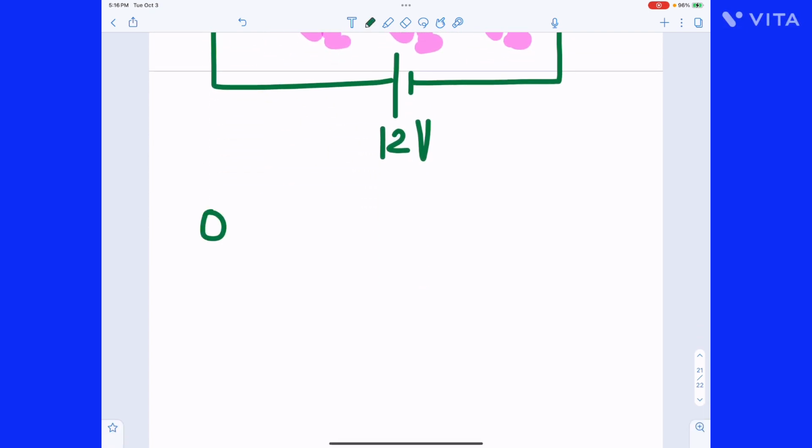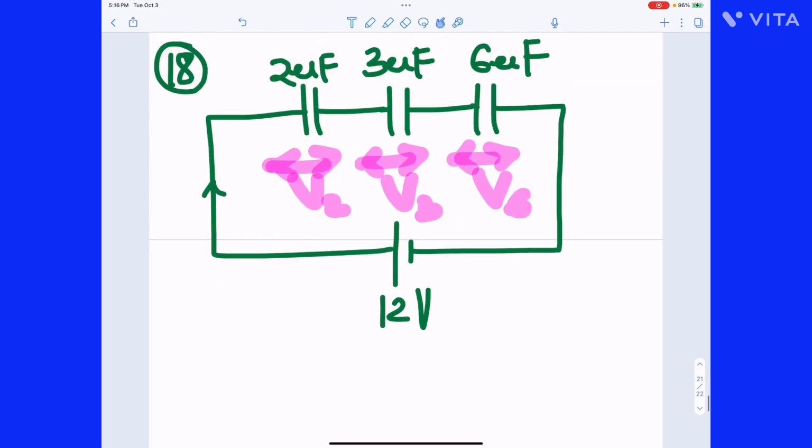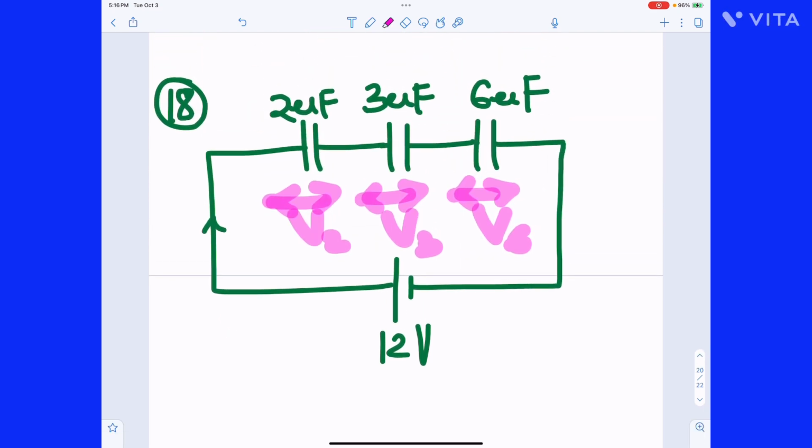To find the total charge stored, we should first find the total combined capacitance of all the 3 capacitors. Are you getting what I'm saying, senior? So we should first of all find the combined capacitance of all 3 capacitors.